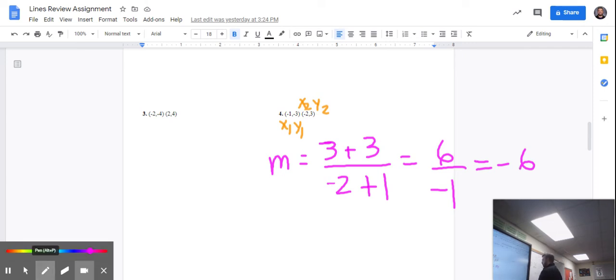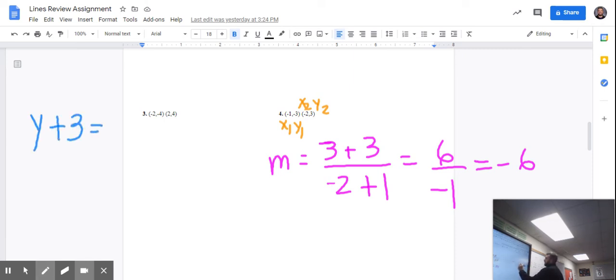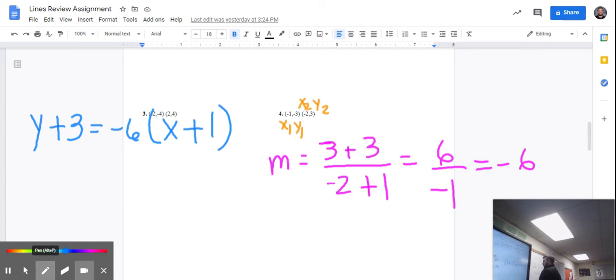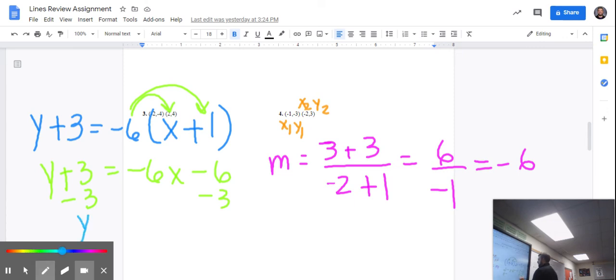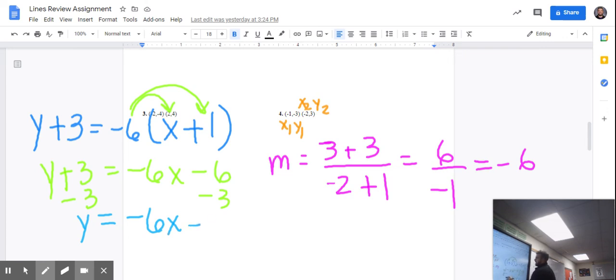Now, we put it into point-slope form. So y minus negative 3 is equal to negative 6 times x minus negative 1. And so now at this point, I can distribute, and I get y plus 3 is equal to negative 6x minus 6. I subtract 3, and I get y equals negative 6x, and negative 6 minus 3 is going to be negative 9.